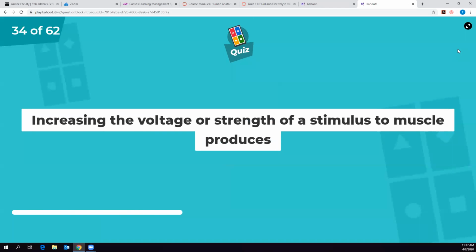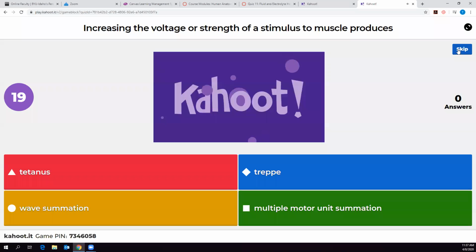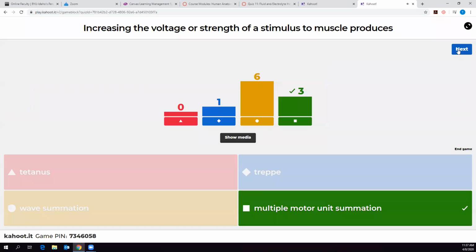All right. Increasing the voltage or strength of a stimulus to a muscle produces what? No, wave summation is frequency. That's stimulating a muscle faster and faster and faster. But if you increase the voltage or the strength of a stimulus, making it heavier and heavier, then it's multiple motor unit summation. So make sure you know the difference between those two, frequency and strength or voltage.